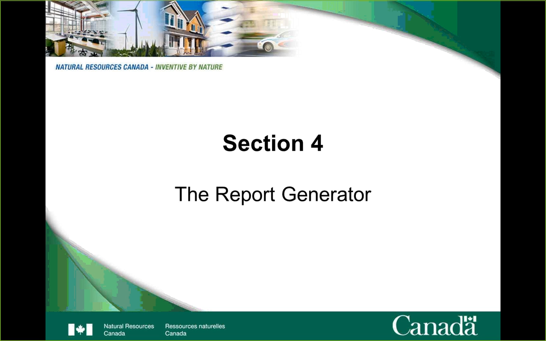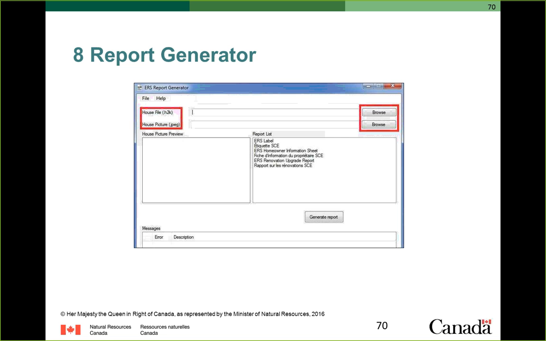In version 10, the homeowner upgrade report is generated by selecting it from the Reports drop-down menu in the toolbar. In version 11, a separate piece of software, the Report Generator, is used to generate the label, homeowner information sheet, and renovation upgrade report. To generate a report, open the Report Generator. In the House File field, click on Browse to browse for and upload the H2K file.